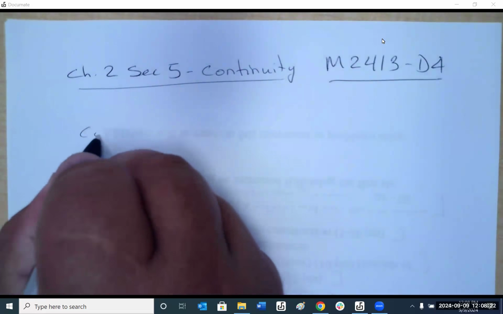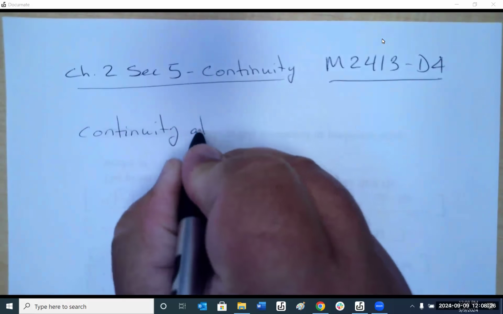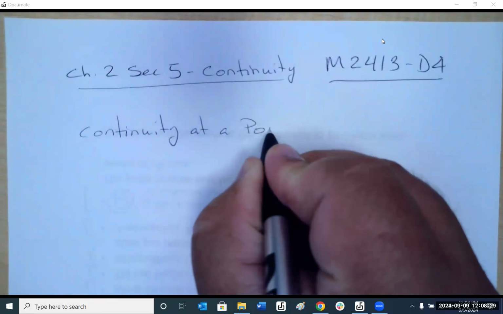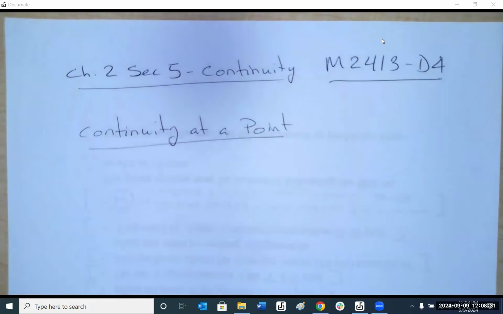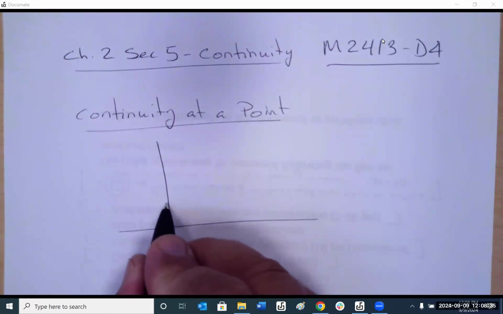There's some continuity at a point. So the graph is the same as we used last time.